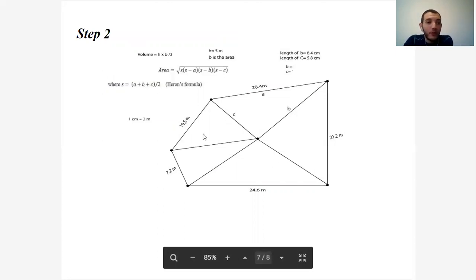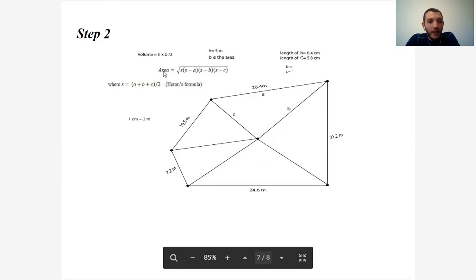To measure the volume of the east traverse, you have to do different calculations. This is the main calculation: H times B divided by 3. You have to measure the volume for each small polygon. For example, I have to apply all of these calculations to these small figures. So the volume is H times B divided by 3.